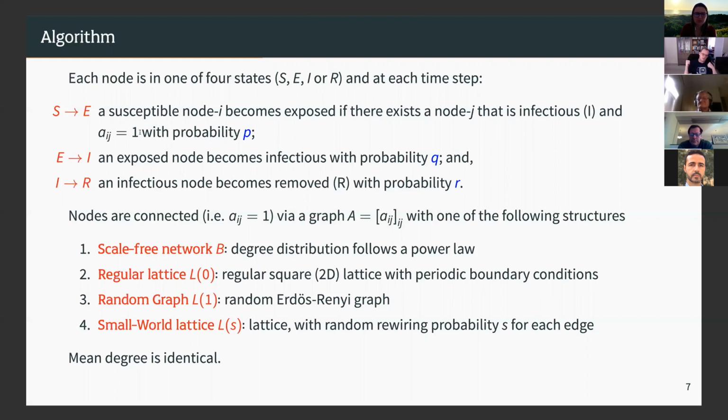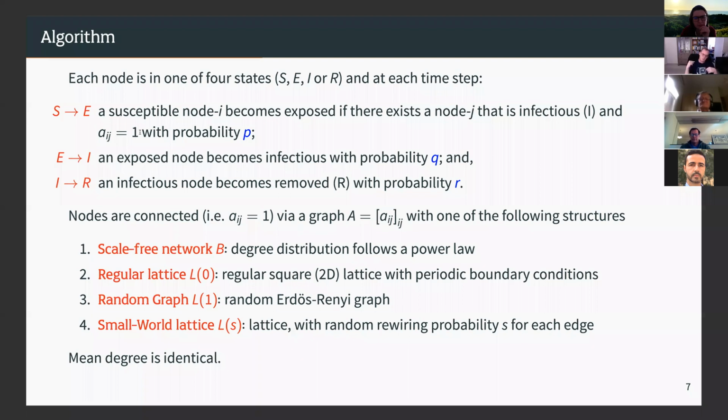A regular lattice, that's just the torus that I showed you before. It's 2-dimensional with periodic boundary conditions. Every node has 4 neighbors. Random graph, I'm going to take essentially an Erdos-Renyi random graph. So what I'm doing here is I take my population of nodes and I assign edges to random pairs of those nodes with some probability. And I do that in such a way that the mean degree is the same as number 1 and number 2.